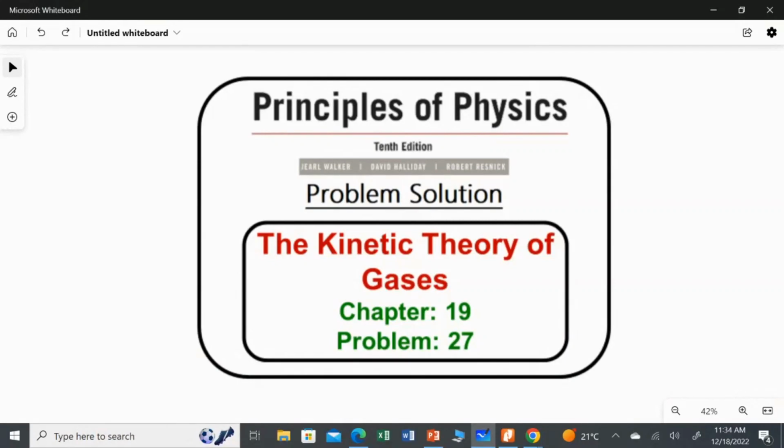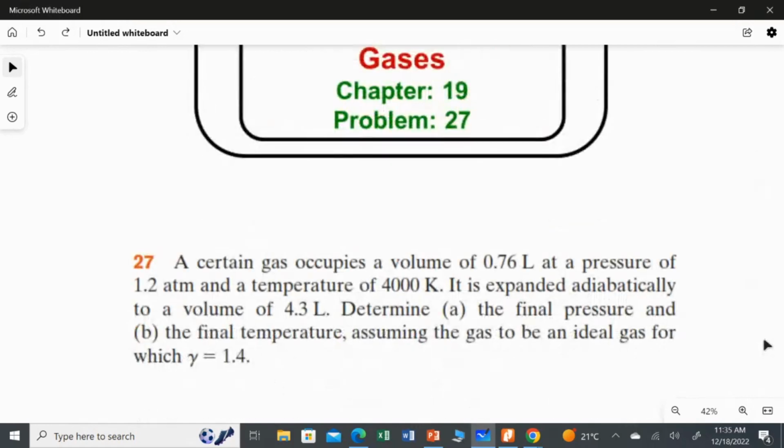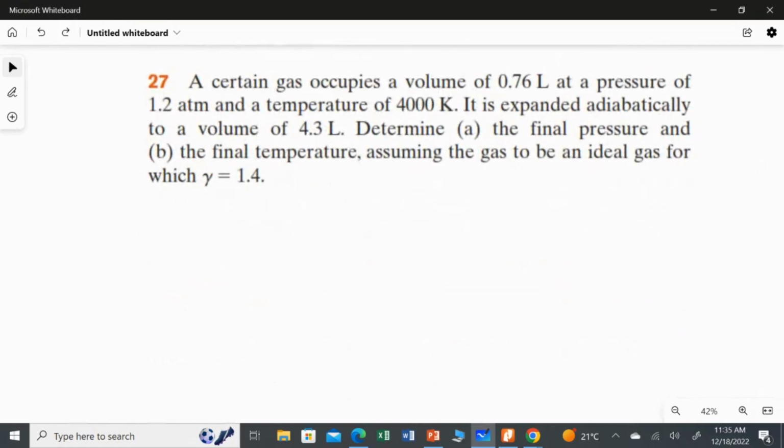In this video, I am going to solve problem 27 from chapter 19. A certain gas occupies a volume of 0.76 liter at a pressure of 1.2 atm and a temperature of 4000 Kelvin. It is expanded adiabatically to a volume of 4.3 liter. Determine the final pressure and the final temperature, assuming the gas to be an ideal gas for which gamma equals 1.4.